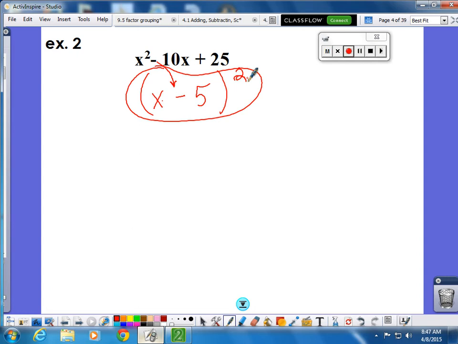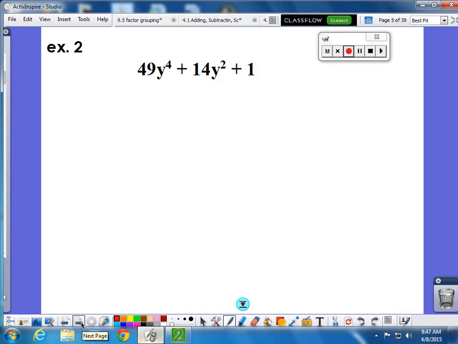So that's all you do. That's it. Oh, that's easy. Better than grouping. Oh yeah. Well, some of you I know love grouping and graphing.